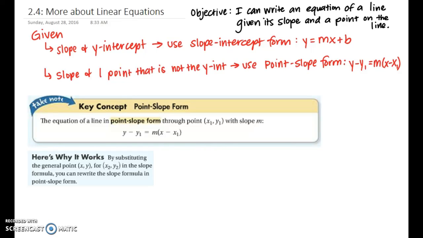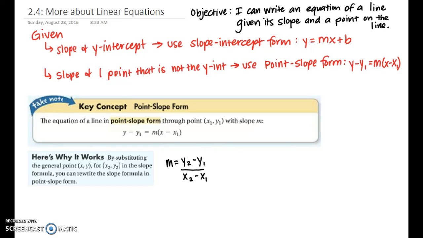Today, the first thing that we're going to do is focus on what form we should use when we're given the slope and a point that is on the line, but typically not the y-intercept. In that case, we would use point-slope form. Later in this lesson video, we'll learn about standard form as well. So point-slope form is an equation in the form y minus y1 equals m times the quantity x minus x1. And like I said, you would use this form when you're given the slope and a point that is on the line in the form x1, y1.